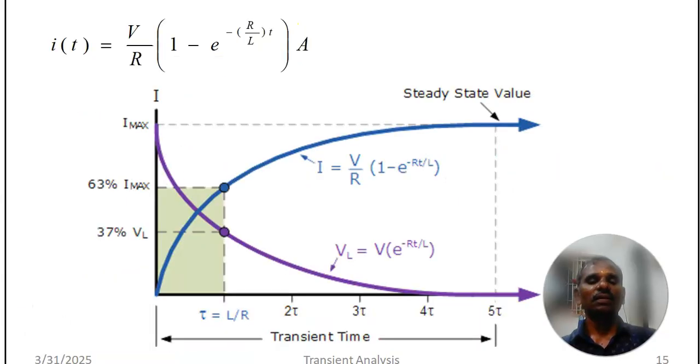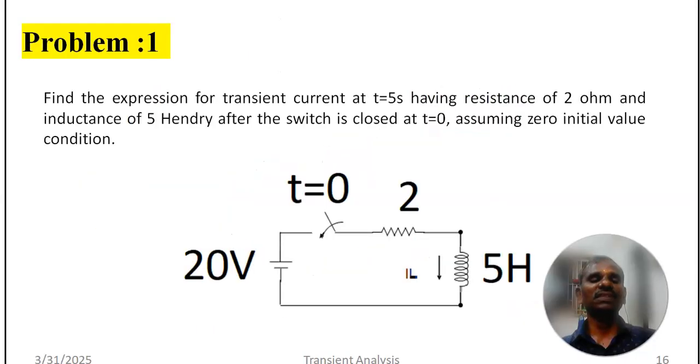So if you draw the curve, you are able to see that it is steady state after 5 tau. We have a problem. Find the expression of the transient current at time t equal to 5 seconds, having a resistance of 2 ohms and an inductance of 5 Henry after the switch is closed.